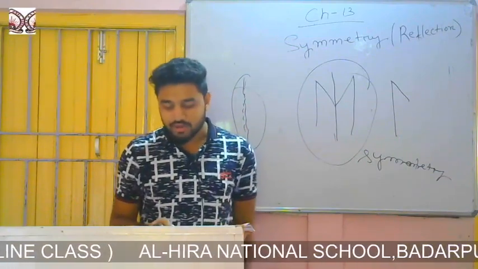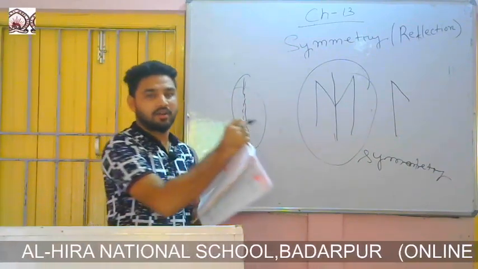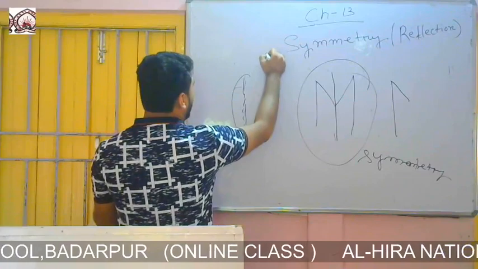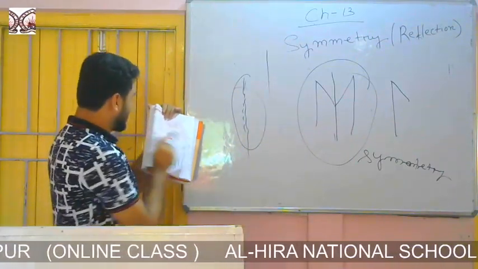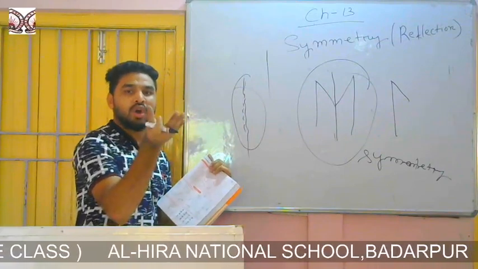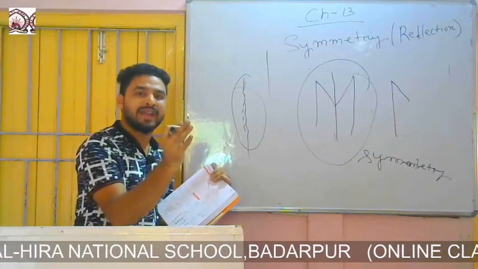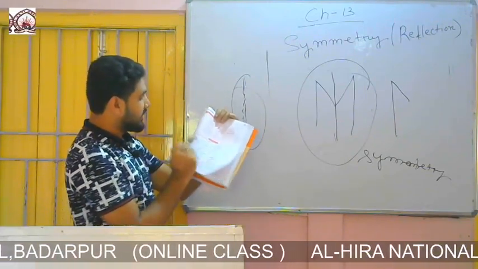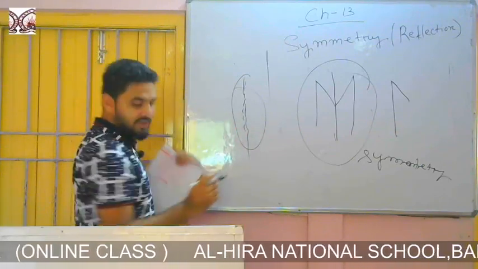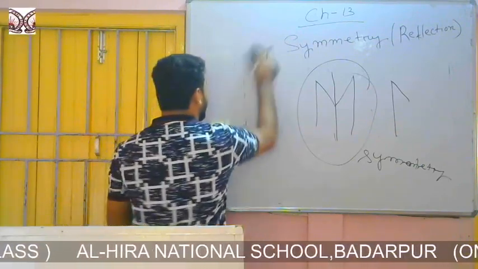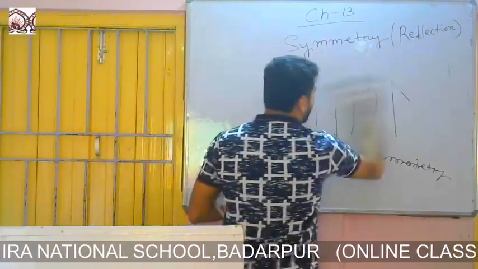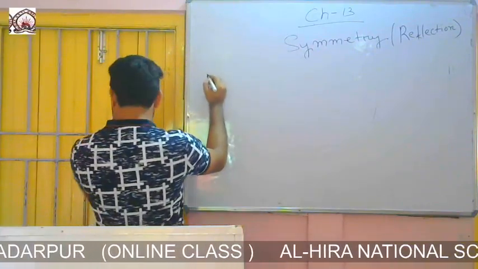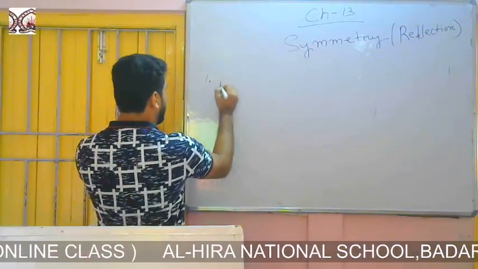So you see, first one, a bicycle is there. If I divide the bicycle into two equal parts, then the two parts will not coincide. The two parts will not be exactly the same. So we say that number one is not symmetrical. Not symmetrical means NS. So for number one, we can write NS.